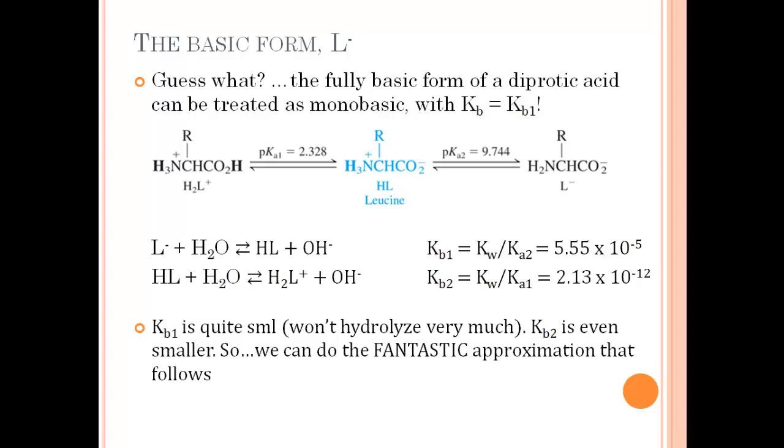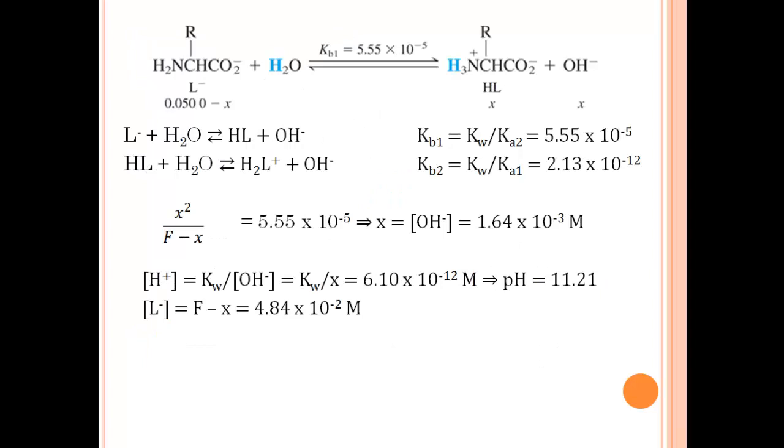Notice here that the Kb is quite small. So again, that means it won't hydrolyze very, very much, and Kb2 is even smaller. So we can do that fantastic approximation that we did before, just the opposite. Therefore, we can treat L minus as a monobasic species, meaning that Kb is going to be equal to my Kb1. And the results are right there.